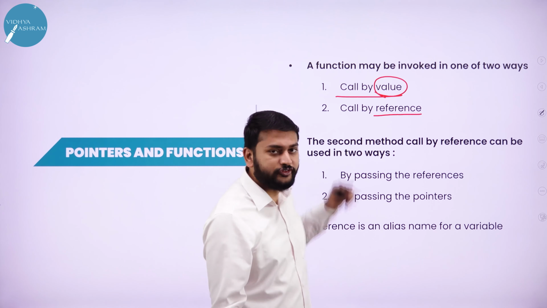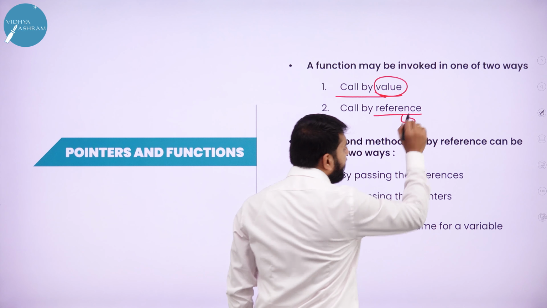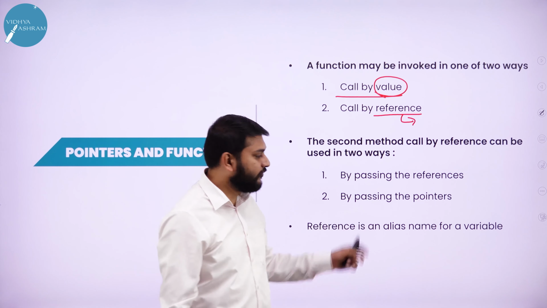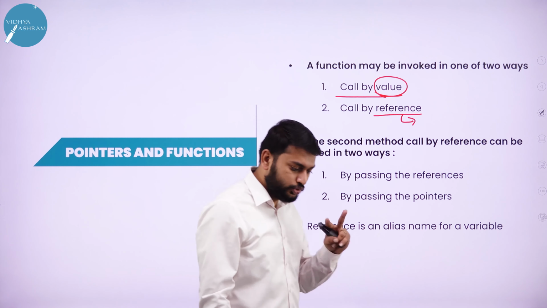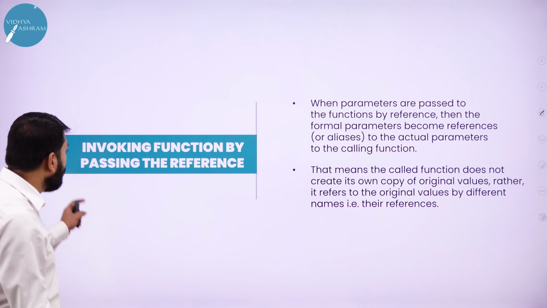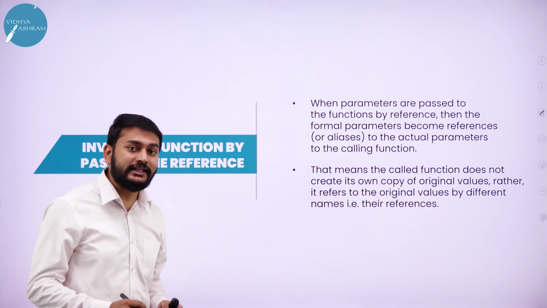In reference, you have two things. One is, what is the first one that you have? You have by reference. You are calling the function by reference. The second one, you have pointers. Two things you are trying to use. So let us understand how exactly invoking a function by passing the reference is happening.